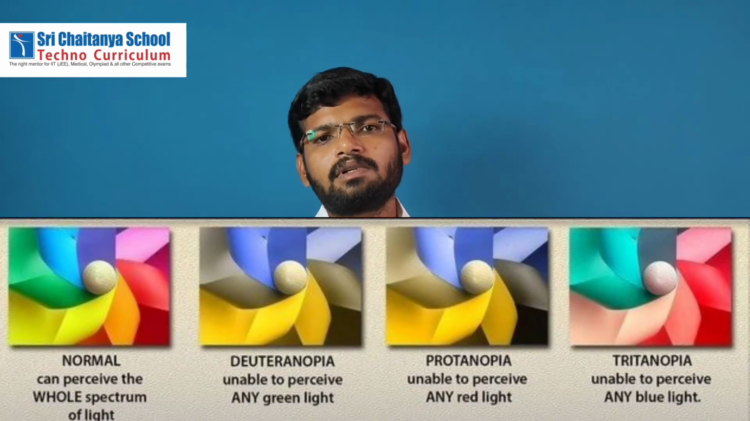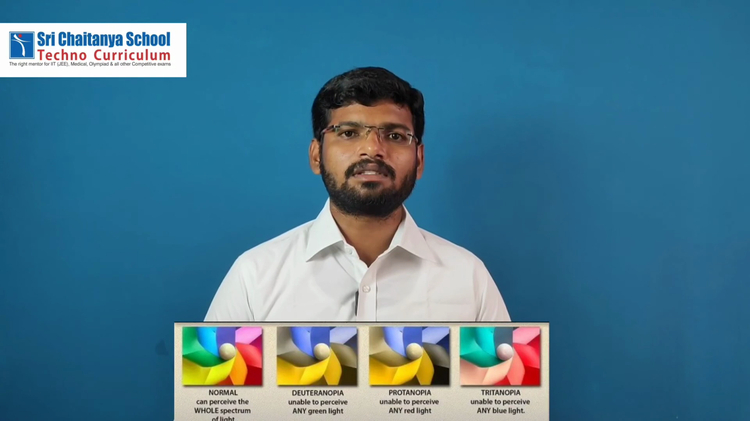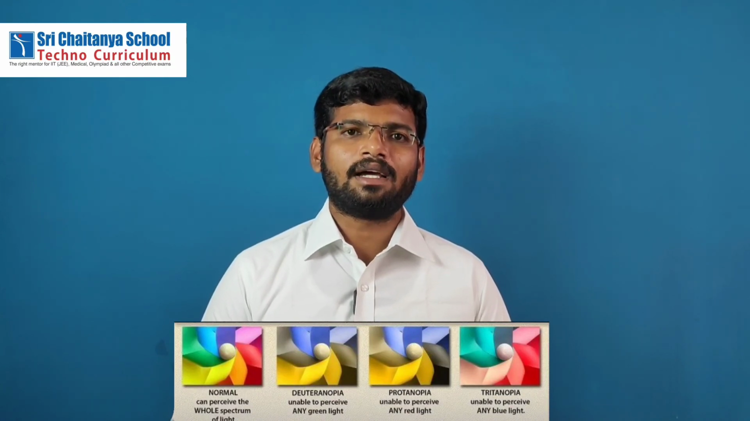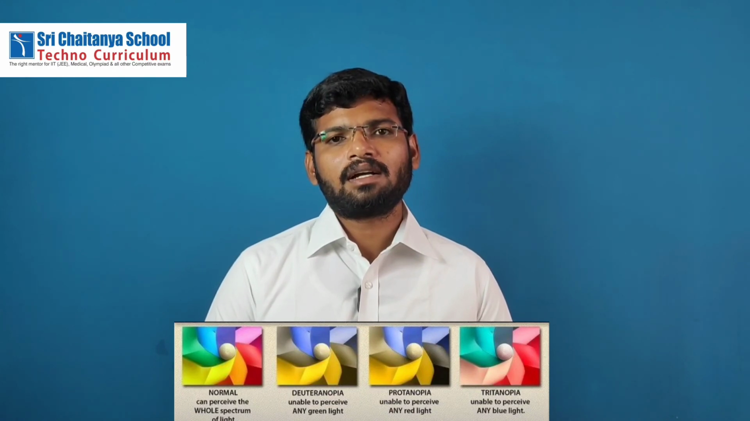Another eye disease we call color blindness. There are two types of color blindness: deuteranopia and tritanopia. These people have insensitivity to green color, or yellow and blue color. There is a confusion between green and blue color, and this type of confusion makes the color blindness.